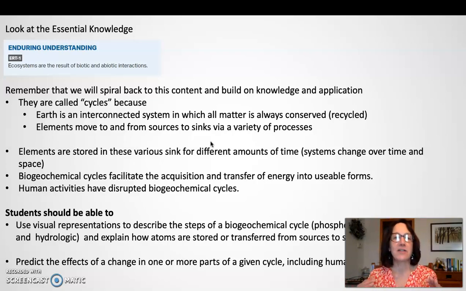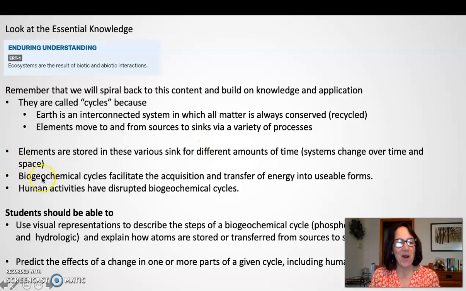We're going to come back to these cycles in our unit on food agriculture, in our unit on mining, in our unit on aquatic pollution, and we will constantly be building and adding more content so that by the end of the year, students will have a very rich understanding, and that big idea and essential knowledge statement are really going to make sense to them.